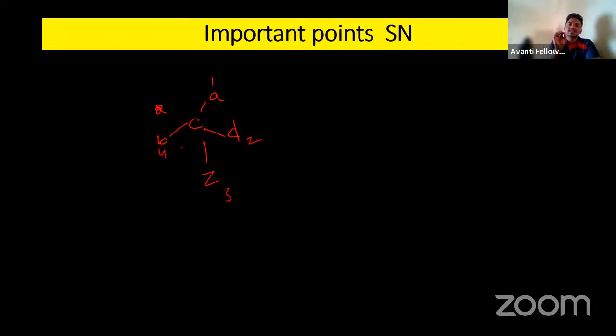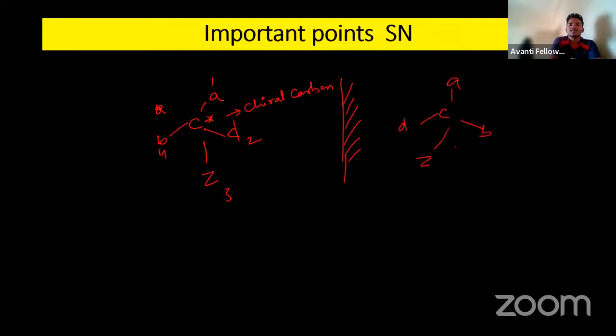When a carbon is attached to four different groups, we call this particular carbon a chiral carbon. When you keep a mirror here, you are going to get another one like this, with D, A, B, and Z. These two are called optical isomers. I am calling this the R isomer and the other one will be the S isomer.